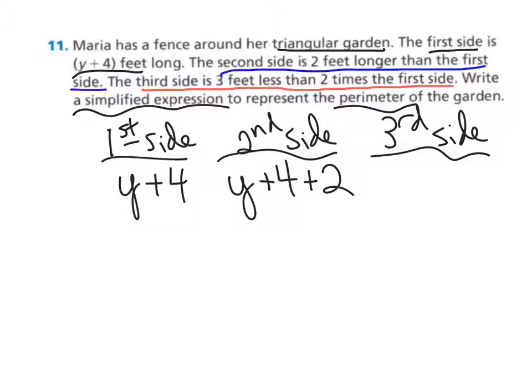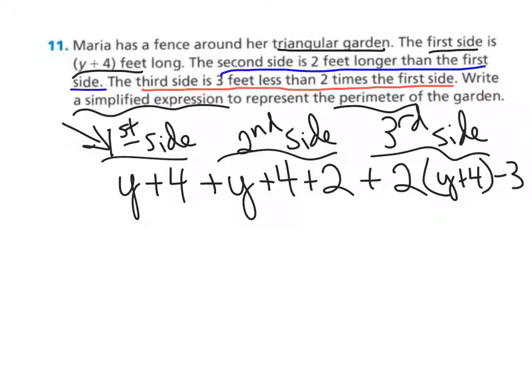Okay, the third side, 3 feet less than 2 times the first side. So with that, on this one we're comparing the third side to the first side. The first side is y plus 4. So 3 feet less than 2 times the first side. So 2 times the first side would be 2 times the quantity y plus 4. And then we want 3 feet less than that.